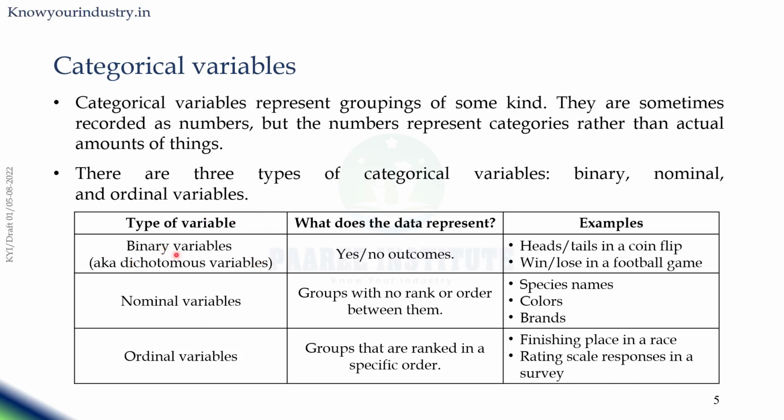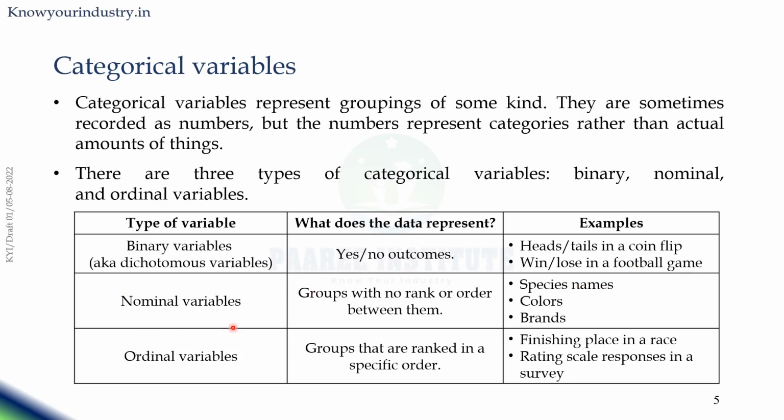What are binary variables or dichotomous variables? This is generally a questionnaire kind of thing where you have to give yes or no outcomes. For example, heads and tails in a coin flip is a binary variable. Win or lose in a football game is a binary variable. Or you are asking a question where you have to say yes or no. That is called a binary variable or dichotomous variable.